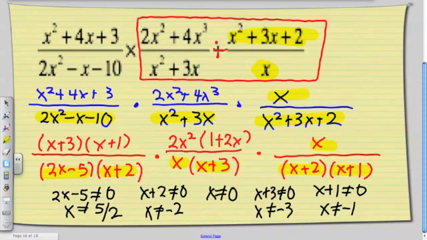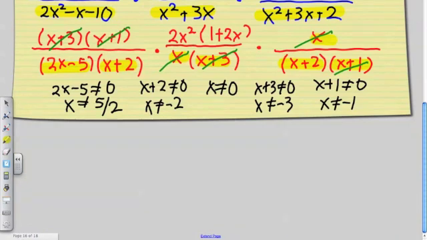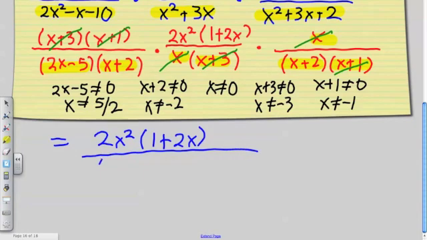Final step, my cross cancellation. So this x cancels with that x. X plus 1 over here cancels with this x plus 1. X plus 3 cancels with this x plus 3. And so in my final answer, I am left with, in my numerator, 2x squared times 1 plus 2x. And all that's left in my denominator, I'm writing everything that's left in my denominator. So 2x minus 5, and x plus 2, and another x plus 2, so that makes it x plus 2 squared.